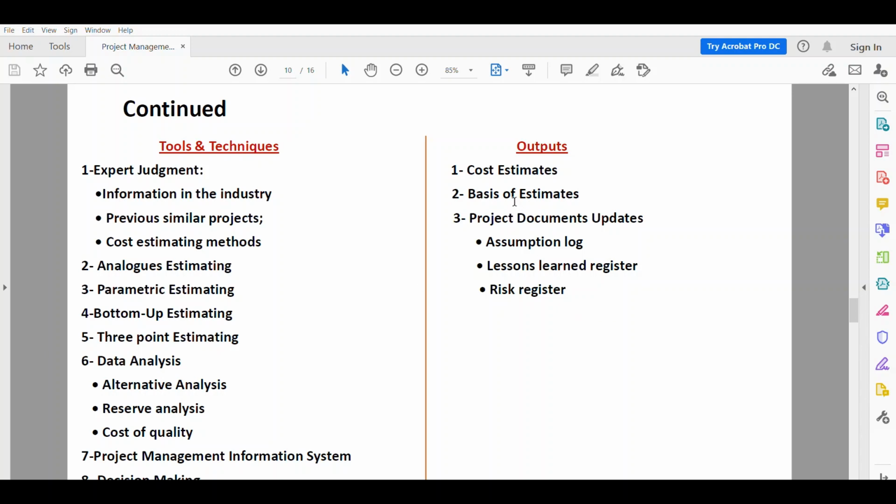The outputs actually to this process, the first one is the cost estimates. The second one is the basis of estimates. And the third one, project documents updates.